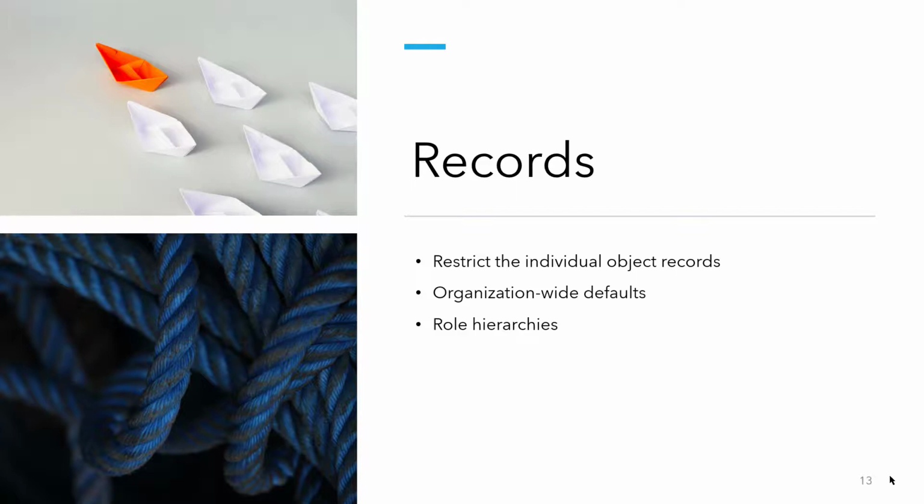Role hierarchies give users higher in the hierarchy access to all records owned by users below them in the hierarchy. Role hierarchies don't have to match your organization chart exactly. Instead, each role in the hierarchy should represent a level of data access that a user or group of users needs.